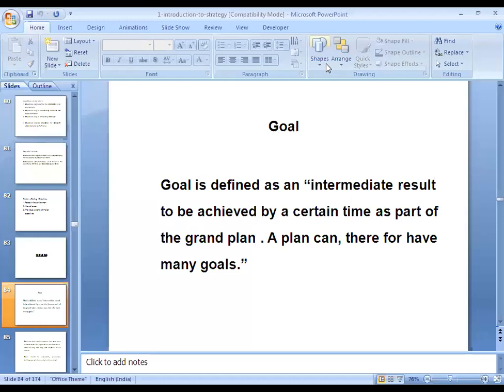Goals are the outcomes of what exactly you intend to achieve, whereas objectives refer to the actions that ultimately will help you in achieving your goals.